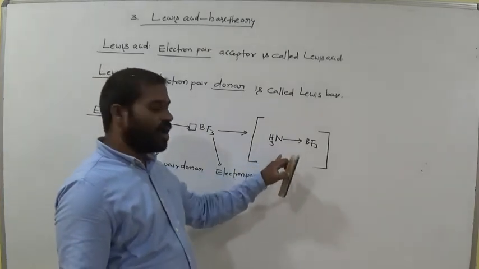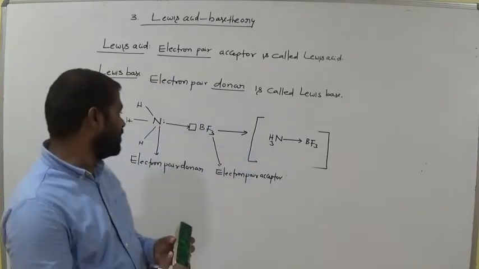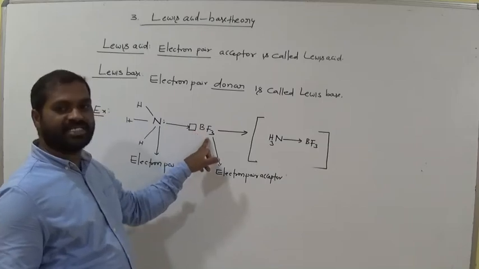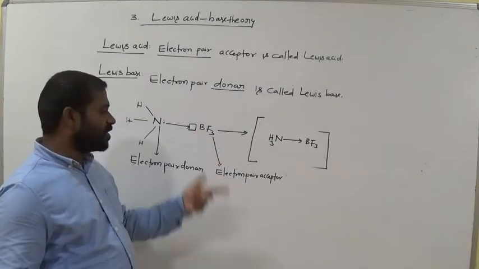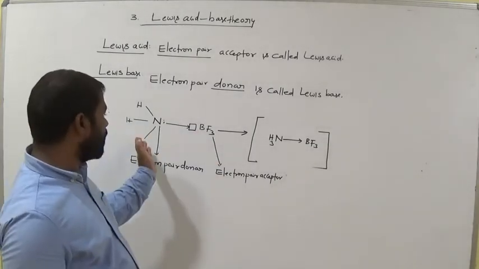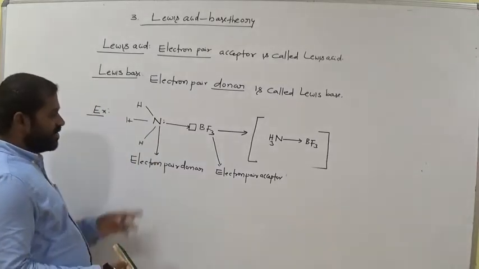Now totally how many electrons are in BF3 when it is bonded with ammonia? 8 electrons. Why? Because you donate 2 electrons, already 6 electrons we have, totally 8 electrons. So boron trifluoride becomes stable when it is bonded with ammonia. Okay. So now it is the electron donor.